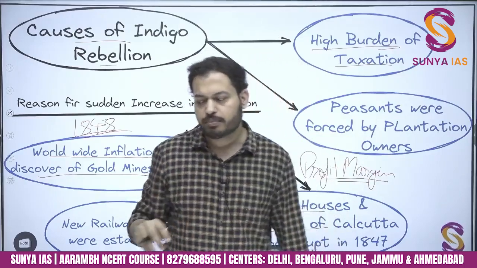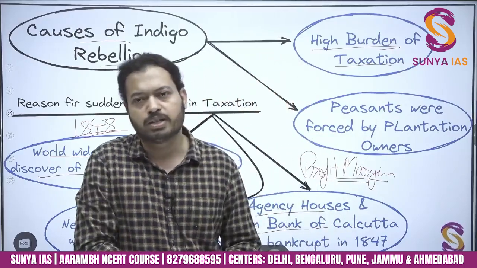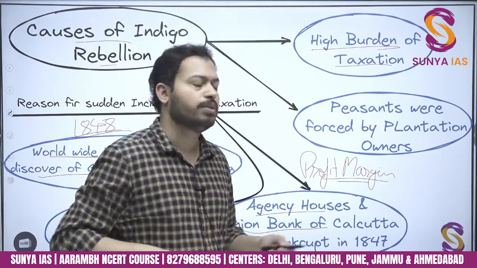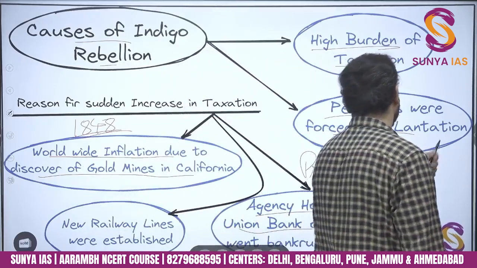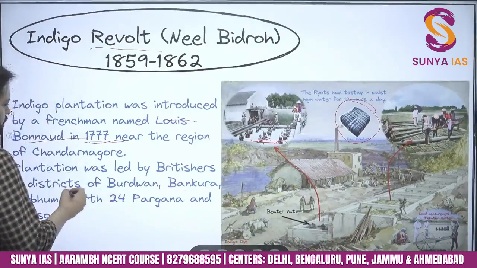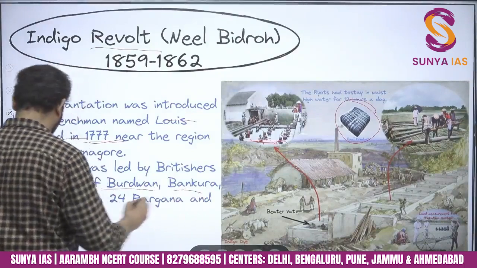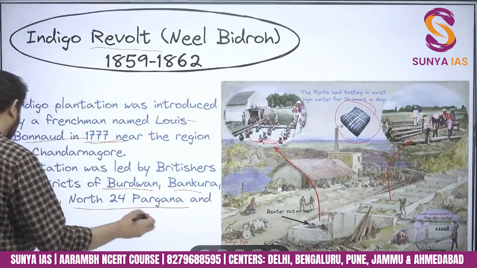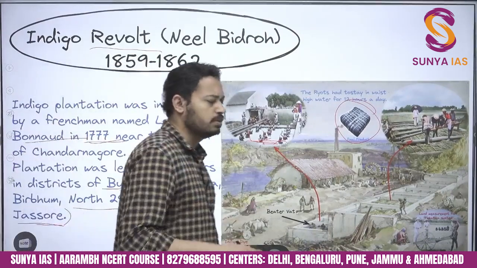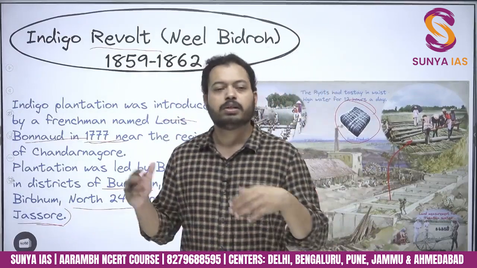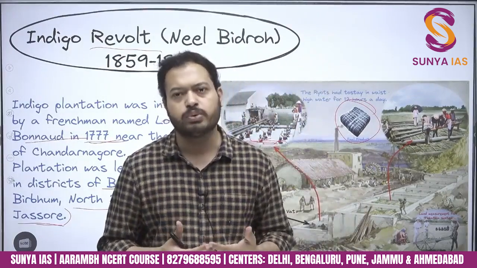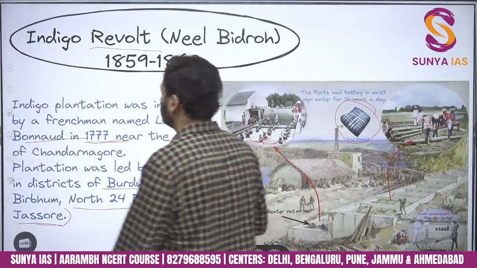So the burden of taxation increased in the region. The peasants, the people who were working on these plantations, were exploited to the extent of being forced to produce more indigo. Okay, and this also pushed them towards rebellion. So these were the major reasons for the rebellion. Now, how did the rebellion happen? Under these circumstances, the rebellion first started in the districts of Burdwan, Bankura, Birbhum, Northern 24 Pargana, and Jessore. Jessore and the like are right now in Bangladesh. Initially, the people working in the plantations rebelled and killed a few of the plantation owners.